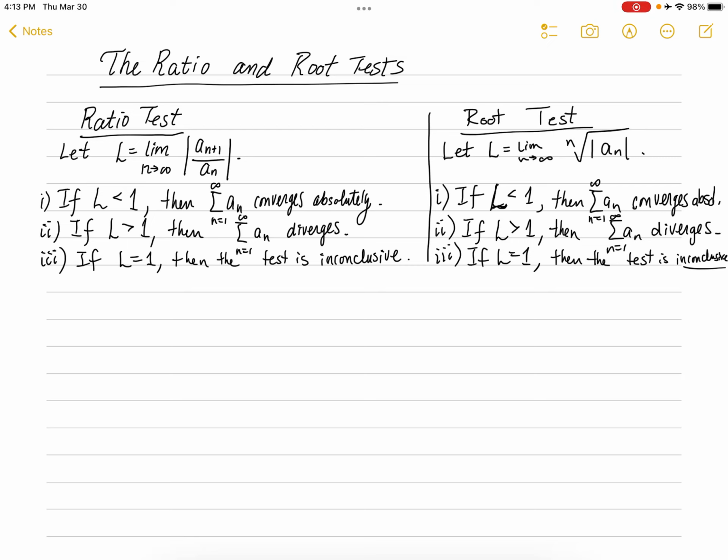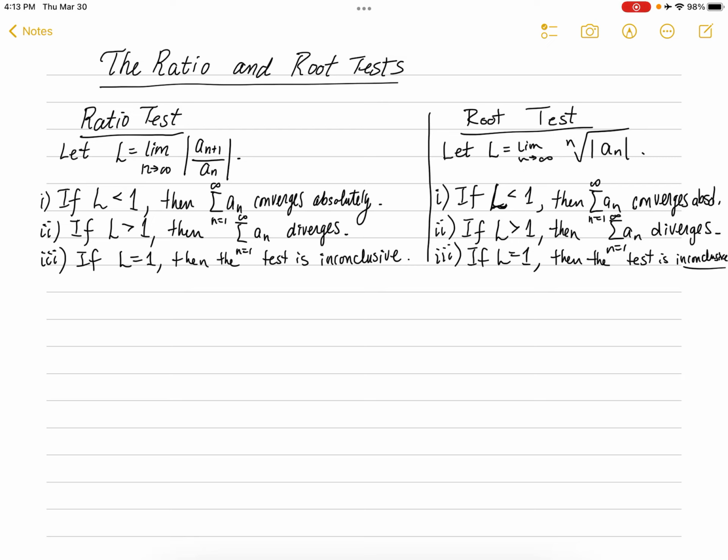So we're looking at the ratio and the root test for series. And we said with the ratio test, you take a special limit, n goes to infinity, of the absolute value of a_(n+1) over a_n. If that special limit L is less than 1, then the series associated with that sequence converges absolutely. And if the limit is greater than 1, the series diverges. And if the limit is equal to 1, then you can't say anything about convergence or divergence. You just say the test is inconclusive.